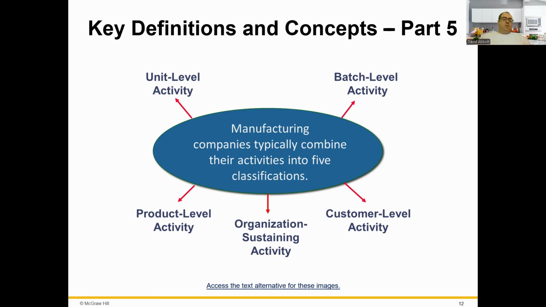For example, setting up equipment and shipping customer orders are batch level activities. Product level activities relate to specific products and must be carried out regardless of how many batches are run or how many products are produced or sold. Examples would be designing or advertising a product. Customer level activities relate to a specific customer and are not tied to any particular product. For example, sales calls and catalog mailings would be customer level activities.